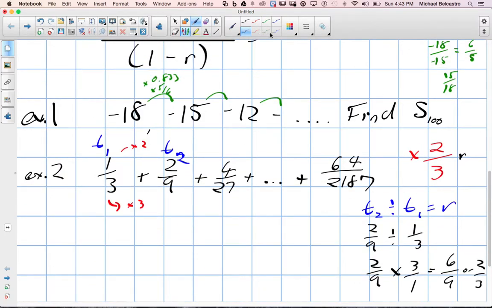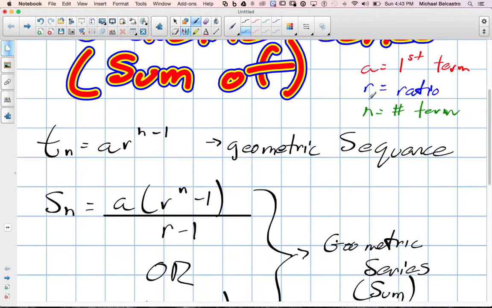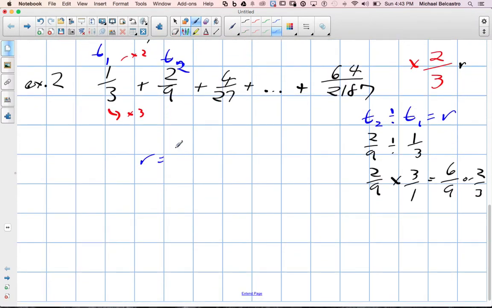Okay, so that works out good. What color was I doing? R in blue? Okay, so R value, 2 over 3. A value is just the first term. A value is 1 over 3.